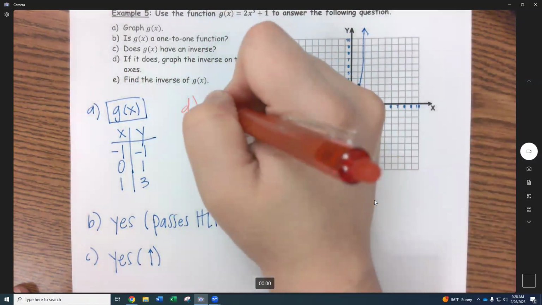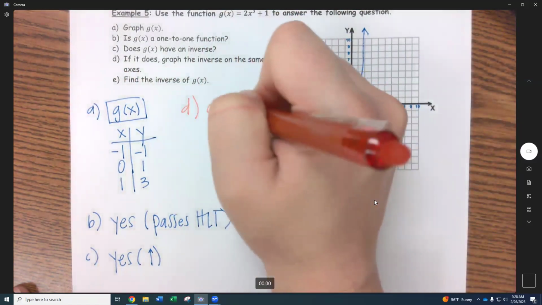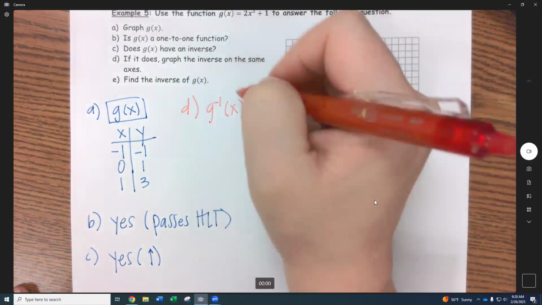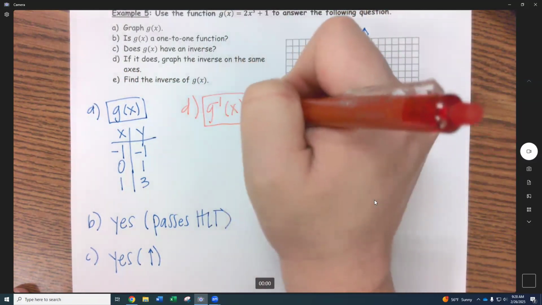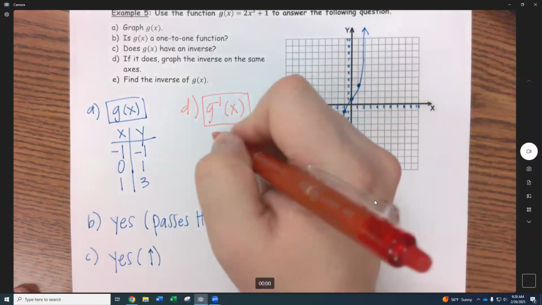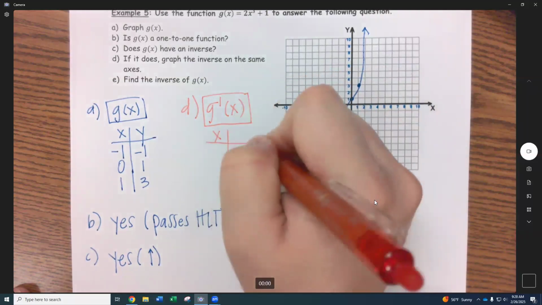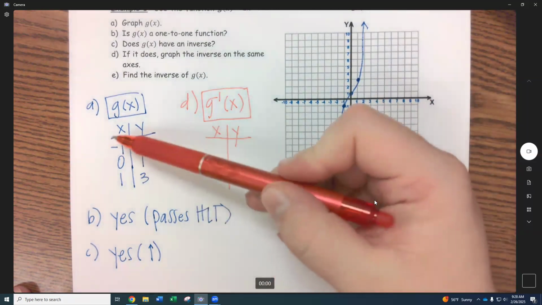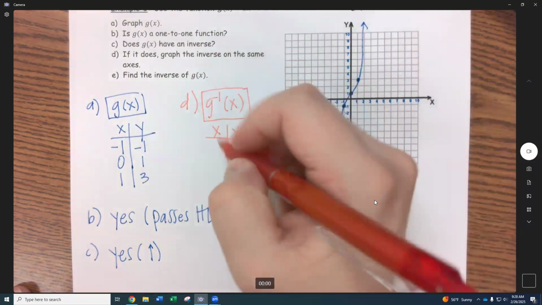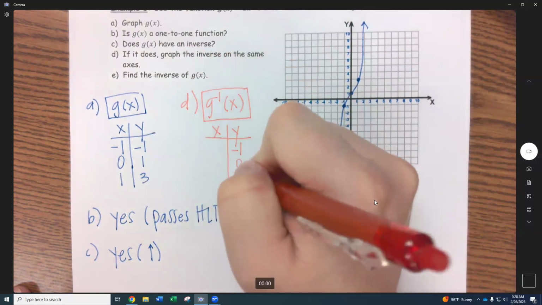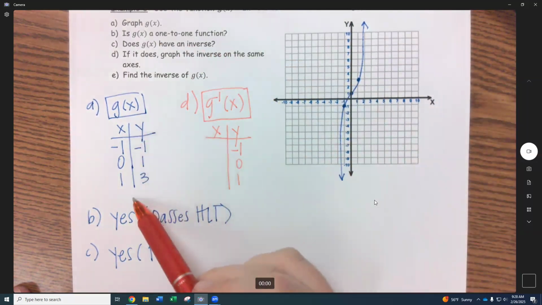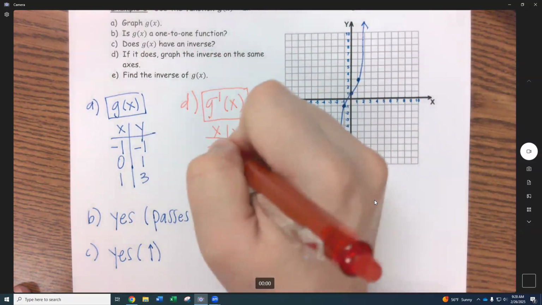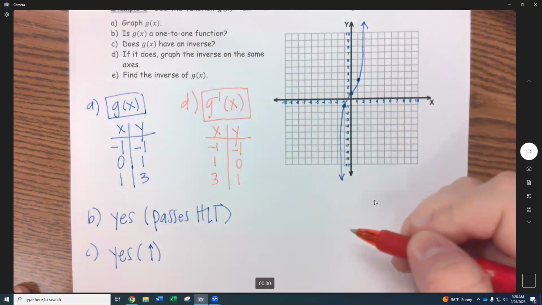Okay, so my inverse of g of x, I'm going to do this in a different color, obviously. And to be able to find the inverse, all we do is switch our x and y coordinates. So what was my x is now my y. And what was my y is now my x. So plot those.